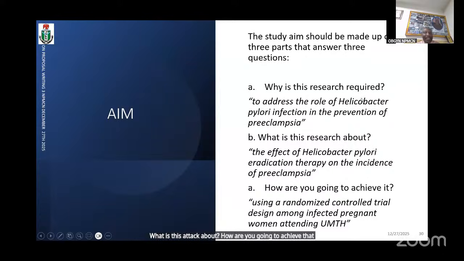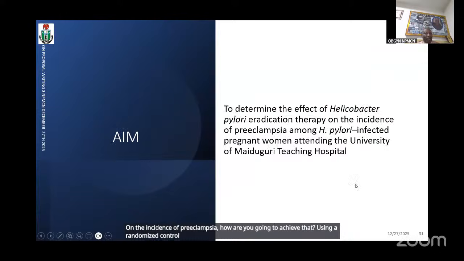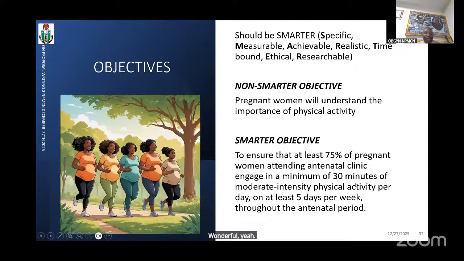So, why is this research required? To address the role of Helicobacter pylori infection in the prevention of preeclampsia. What is this about? The effect of Helicobacter pylori eradication therapy on the incidence of preeclampsia. How are you going to achieve that? Using a randomized control trial. When you package this together, you have a wonderful aim. Now, let's look at these 2 objectives.